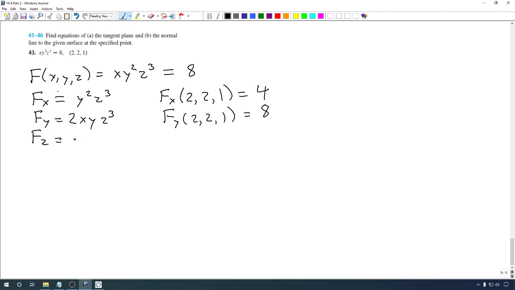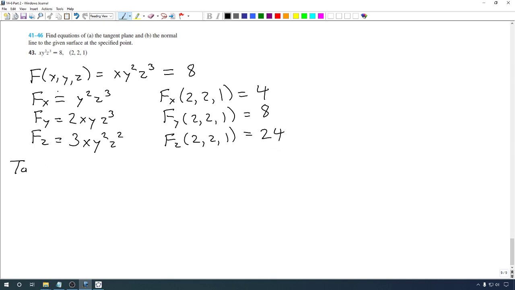F sub z, this time we get to pull out a 3, we still have an x, a y squared, and now we have a z squared. So f sub z at (2, 2, 1), we end up with 3 times 2 times 4 times 1. So we get a 24.